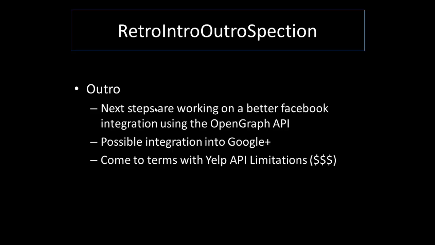Next steps, like I said, working on a better integration to Facebook, and possible integration in Google+. Facebook always seems like the kind of gossipy social network, and Google+, at least in my circle, seems to be a little bit more professional, so it might be more worthwhile for something that's meant to be used more often in a workplace environment rather than a social setting. Also, if I really want to go ahead with this, I'm going to have to come to terms with the fact that if you make too many calls to the Yelp API a day, you're going to have to start paying them. And so, like many other APIs, that's a hurdle that I have to cross.